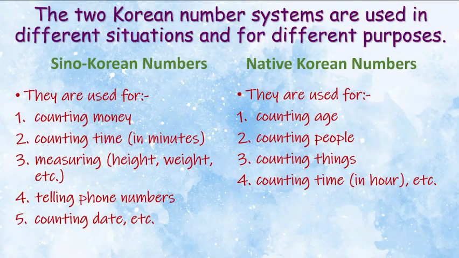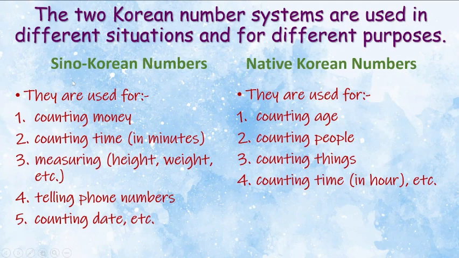Now, these two Korean number systems, they are used in different situations and for different purposes. Obviously, अगर दो number system है, तो इनका कोई reason होगा कि कब कौन से नंबर को यूज करना है, which set of numbers you have to use in a particular situation, right? So here is a list. ये complete list नहीं है. Okay, with time gradually you will learn when you have to use which set of numbers in a particular situation. These are only some situations where you can use a particular set of numbers.